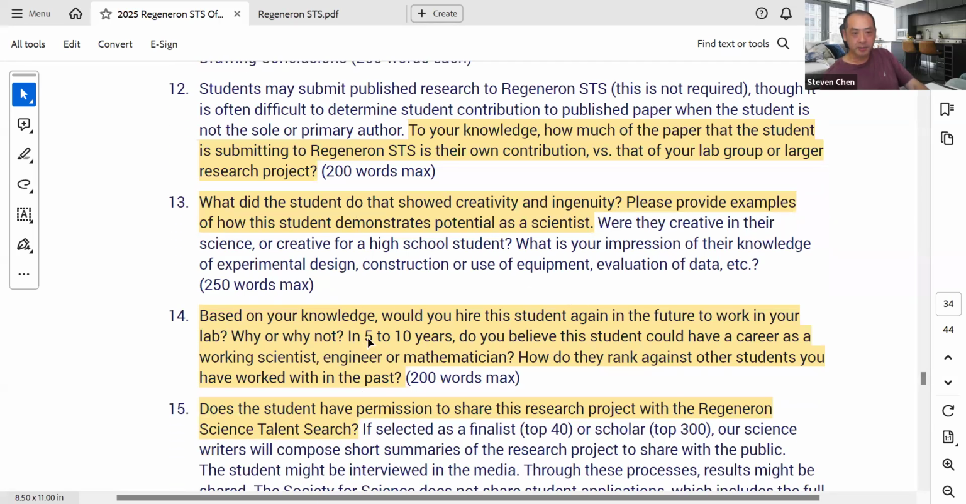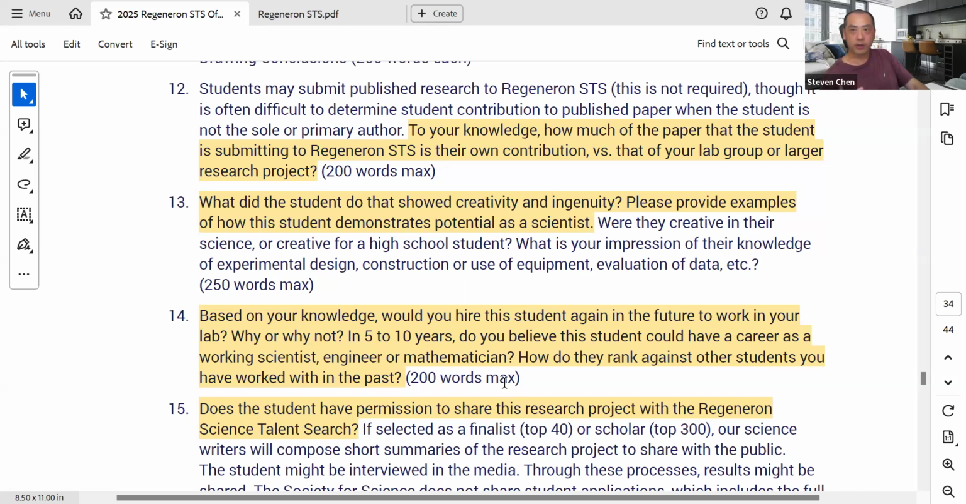Question 14, based on your knowledge, would you hire the student again in the future? Well, why not? In the next 5 to 10 years, do you believe the students could have a career as a working scientist, engineer, or a mathematician? How do they rank against other students you have worked with in the past?